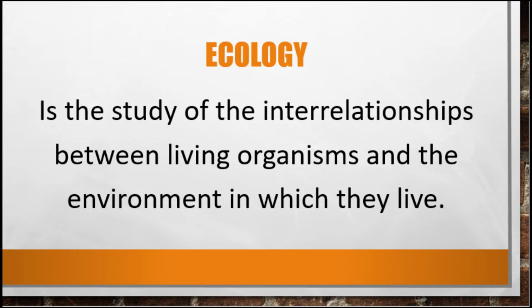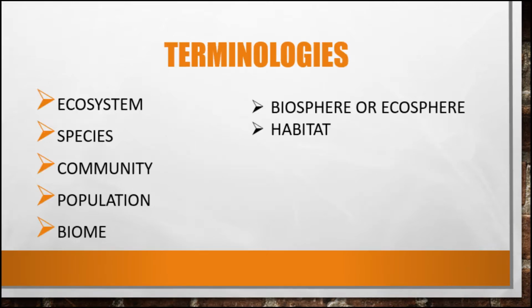Okay, so these are some of the terminologies associated with ecology. We'll be looking at the ecosystem, species, population, community, biome, ecological niche, biosphere, lithosphere, hydrosphere, atmosphere, then the habitat. Later on, we go on to talk about the food chain and the food web. So let's explain the terms associated with ecology.